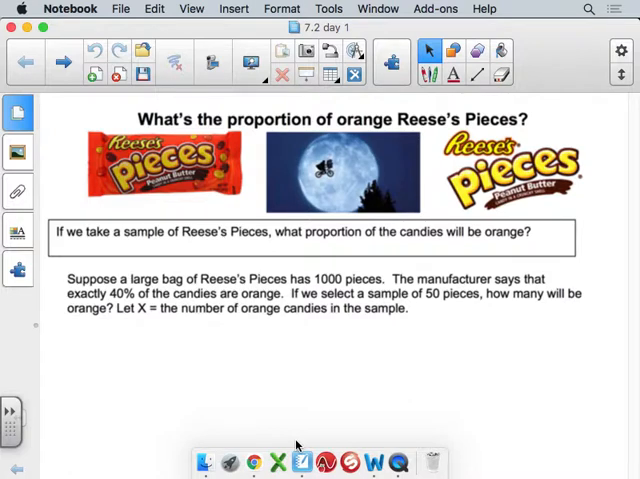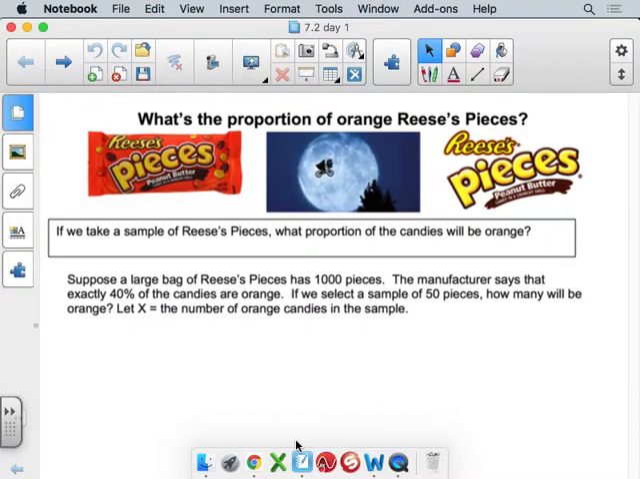And we're actually going to do a problem here and set up a simulation of what's happening, a simulated sample from our population. So if we take a sample of Reese's Pieces, what's the proportion of candies that will be orange? Unfortunately, in COVID days I don't think I'm allowed to give y'all candy, so that kind of stinks. But what's the proportion of Reese's Pieces that will be orange? If we open the bag, what's the percent that's going to be orange?